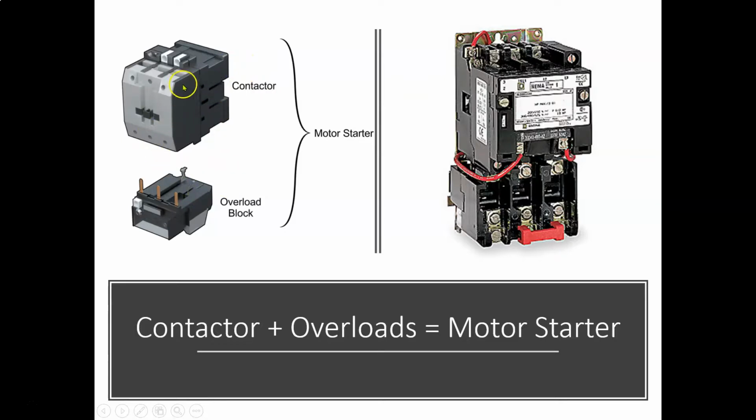So we have a contactor, which again is just a large relay. And then we have an overload block. The overloads are to protect the motor. If something happens and that motor is drawing too much current, the overloads are going to trip, not allowing that motor to burn out. Right?